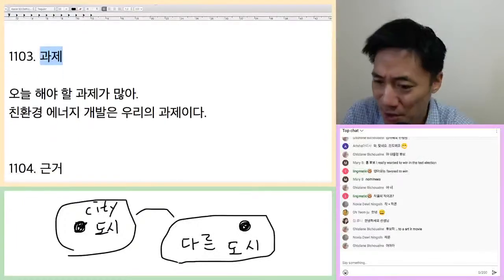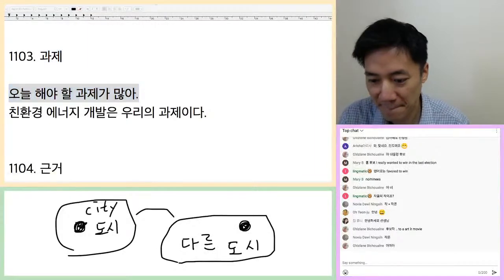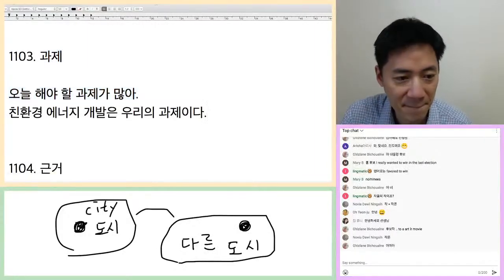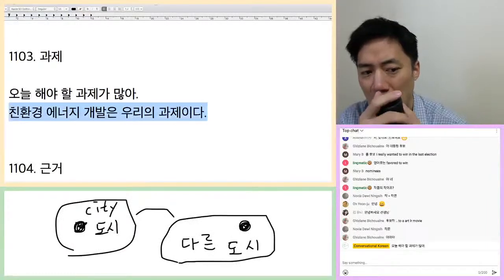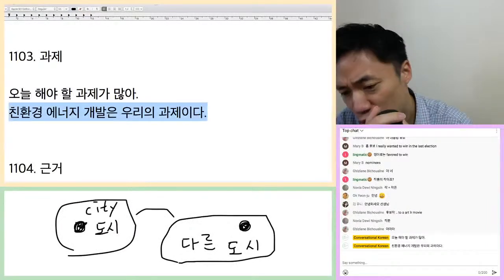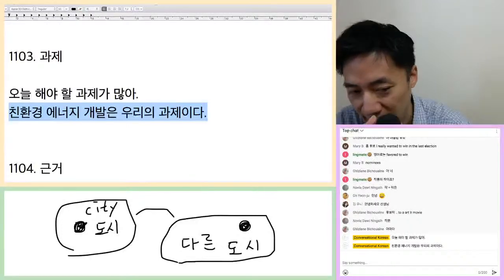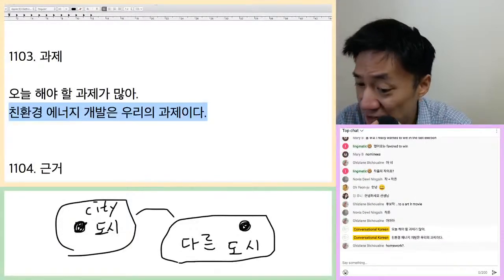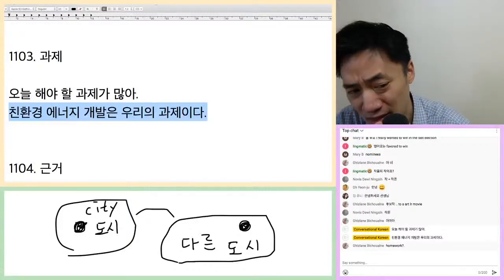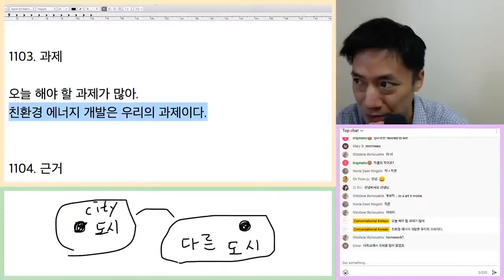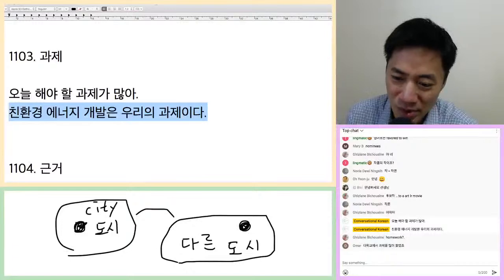And the next one, 과제. Do you know what it means? 과제 is simply 숙제. 과제, 숙제, very similar, if not the same. 과제 is homework, simply homework.